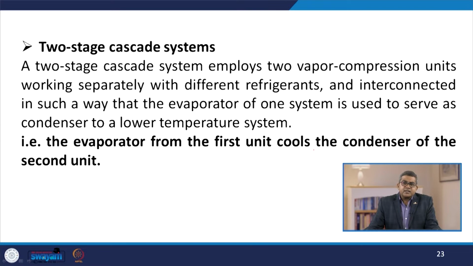The two-stage cascade system employs two vapor compression units working separately with different refrigerants and interconnected in such a way that the evaporator of one system serves as the condenser of a lower temperature system. That is, the evaporator from the first unit cools the condenser of the second unit.